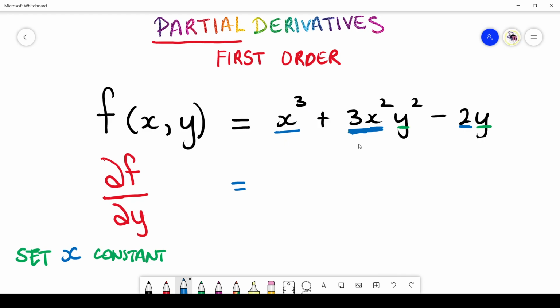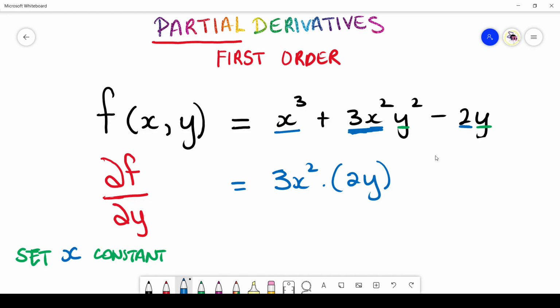Moving on to the second term, I'm going to write down all of my constants present because I do have a differentiable variable next to it. Next, what I'm going to do is simply differentiate my y squared. That's going to be 2y with respect to y.